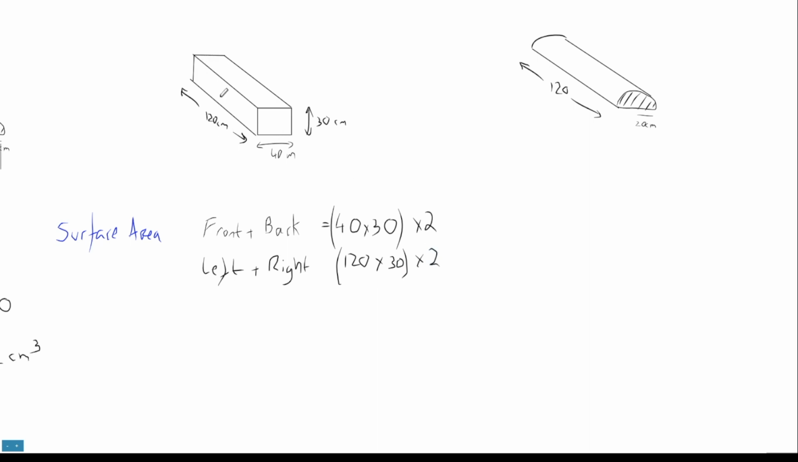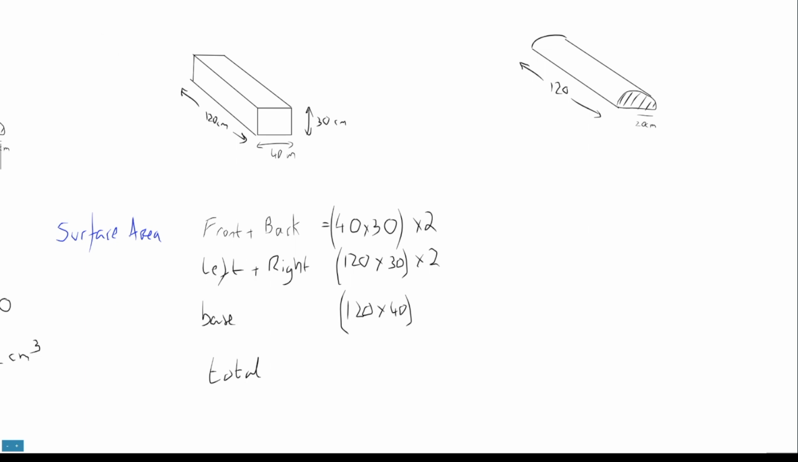Now we're going to do just the base. There is no top exposed because it's covered by this half cylinder lid. So we'll just call it base. And the base is a rectangle. It's going to be 40 times by 120, 120 times by 40. Great. Now we can calculate all those and add them all up and get a total for it. I'll do that in a second.